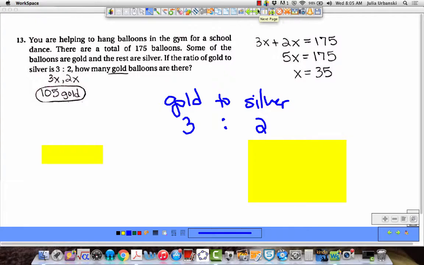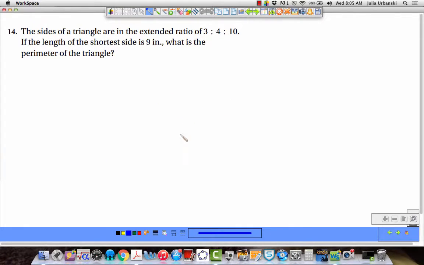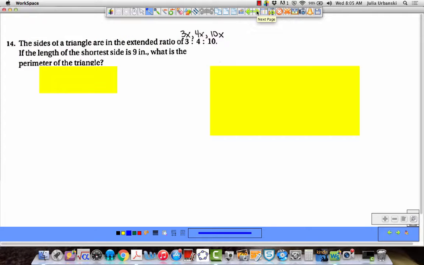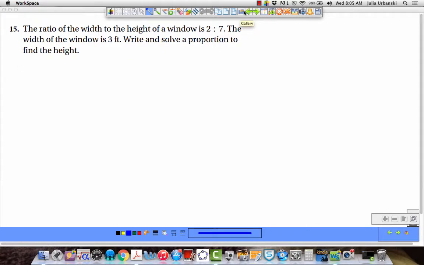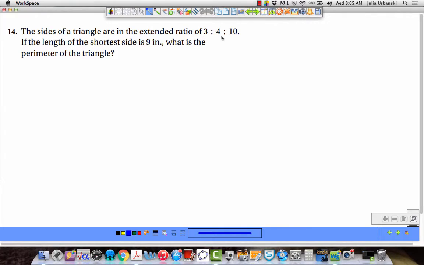All right, let's see. I think the next ones are slightly different. Nope, you can do that one. Oh no, that one's different. Okay. And this one, they're slightly different. So let's just try them together rather than all independently, and then you guys can try the independent stuff on your homework. All right, so first thing you do is take the extended ratio and write it as 3x, 4x, and 10x, if I'm reading that right.